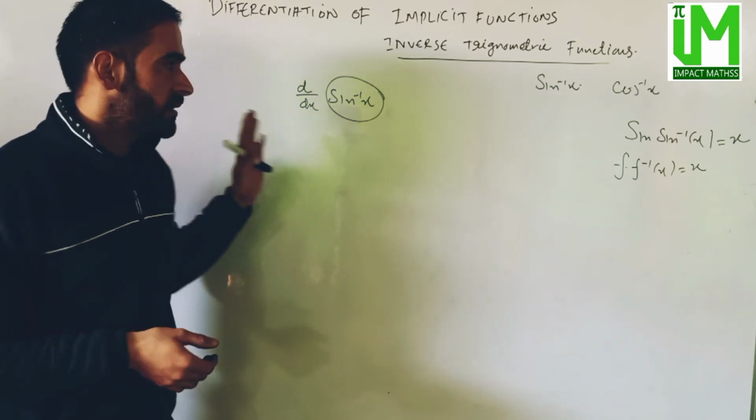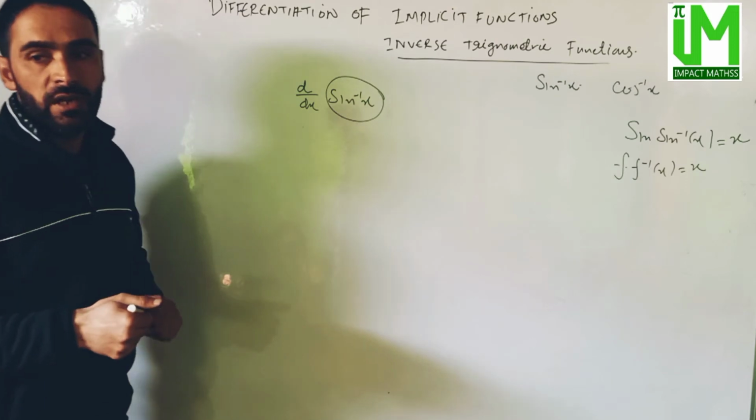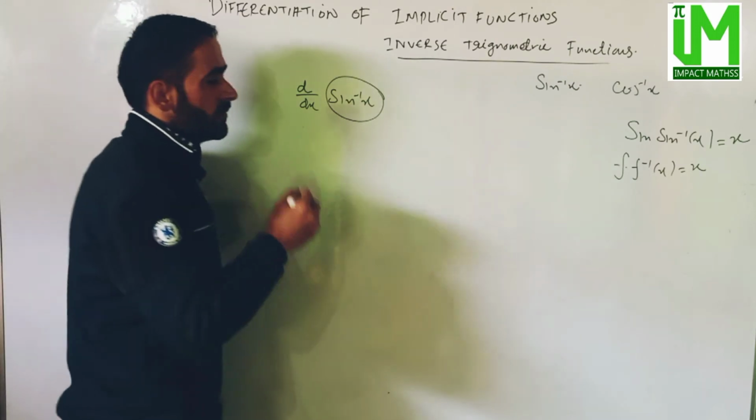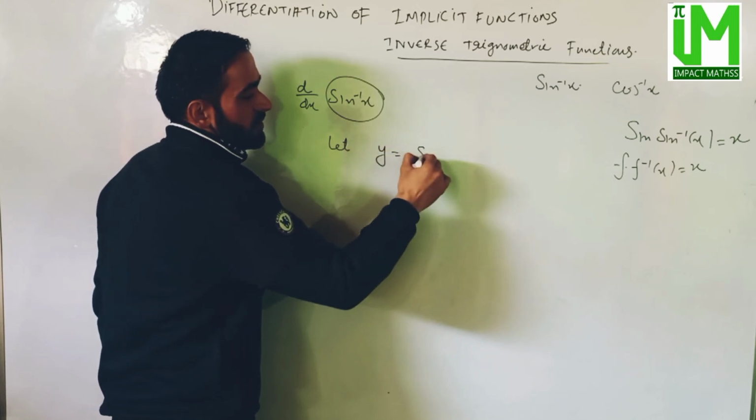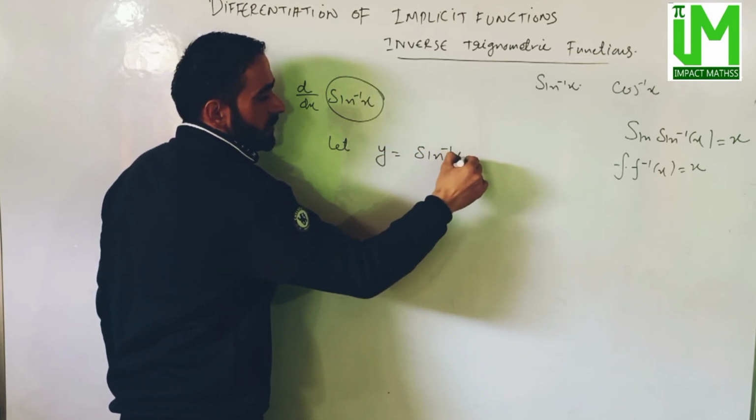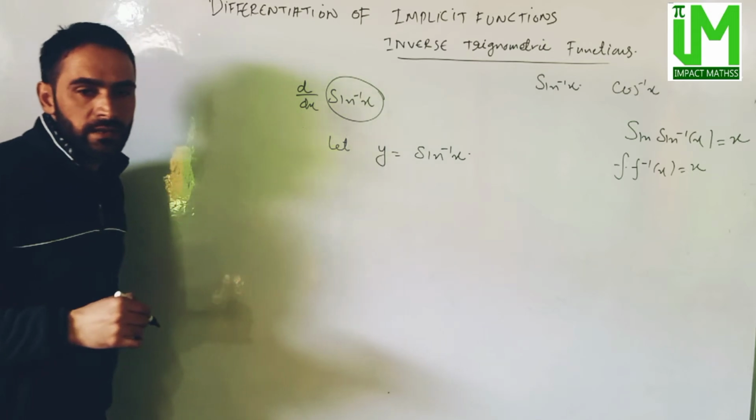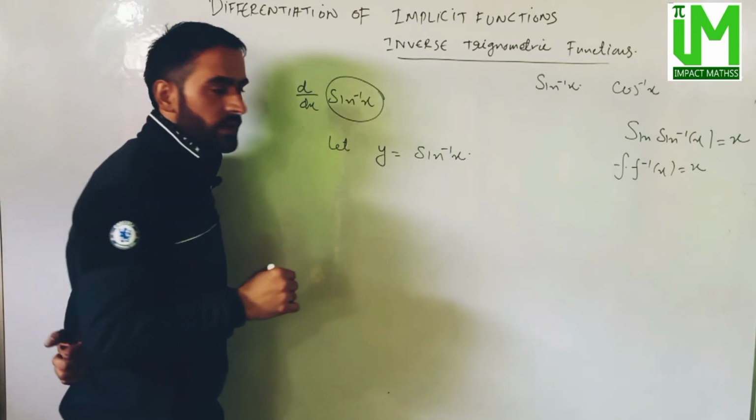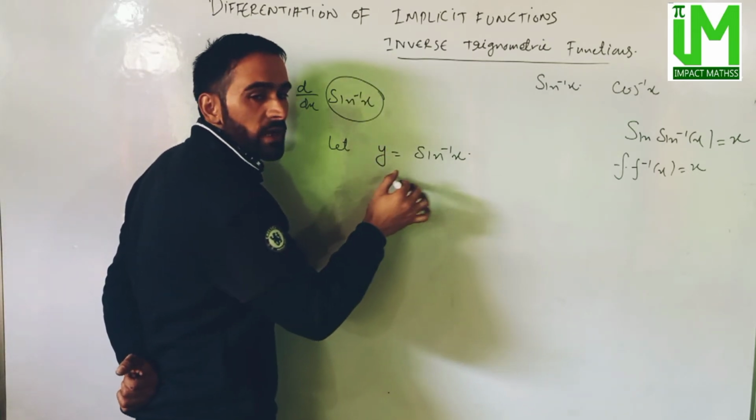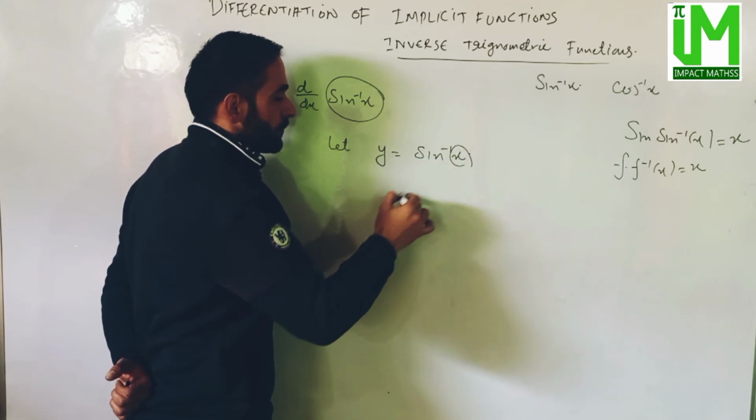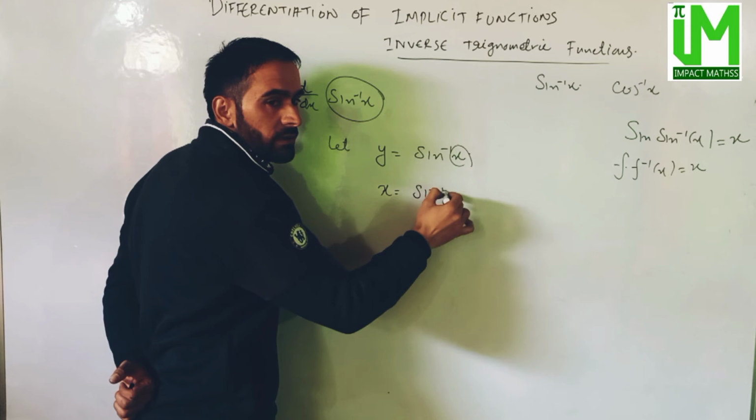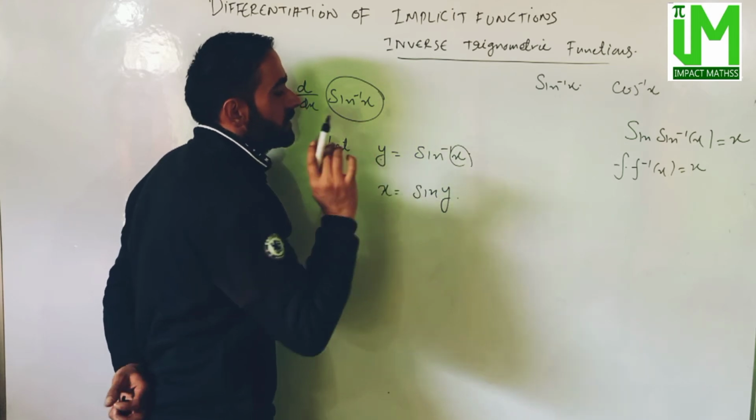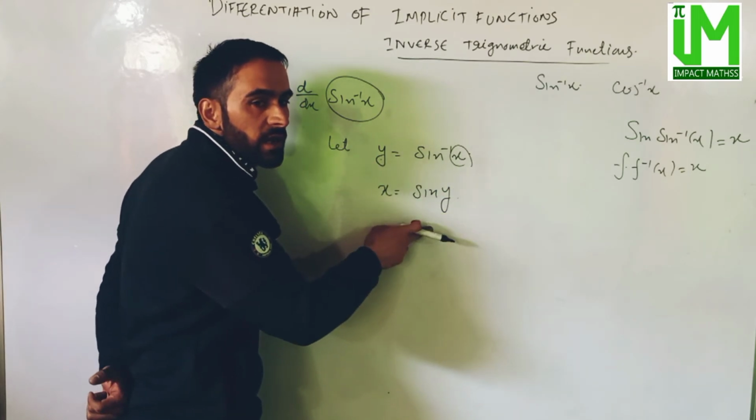The derivative of sin inverse x is not directly available, which means we have to simplify this. So let y is equal to sin inverse x. Then what will be the value of x? x is equal to sin y.